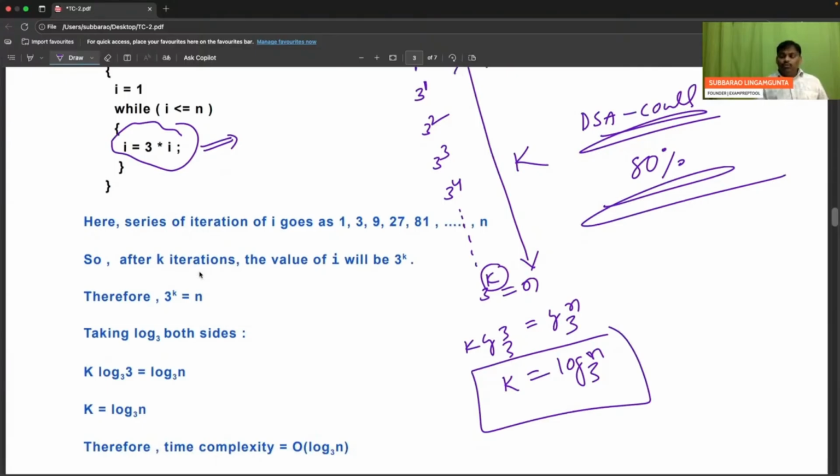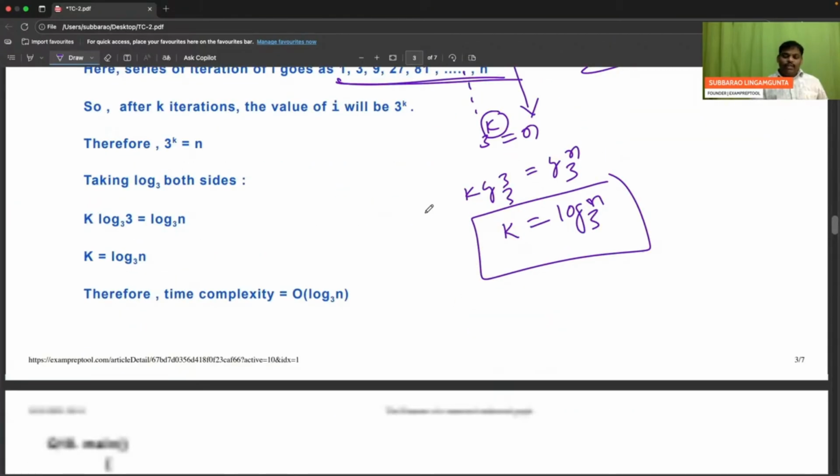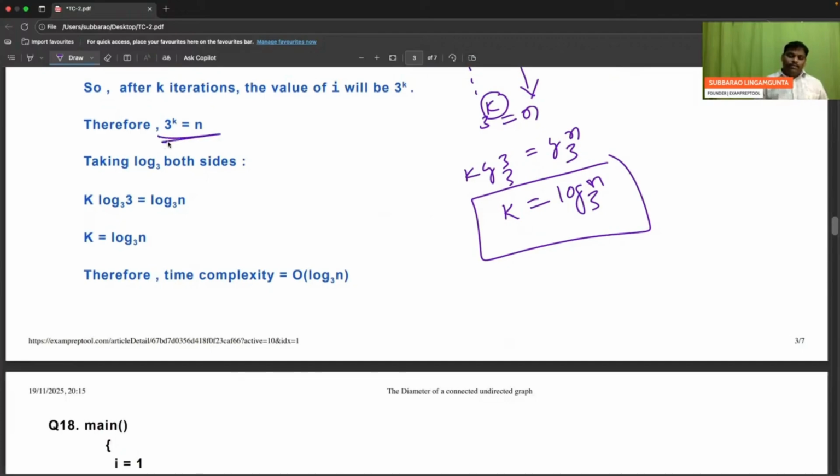If it is into 2, powers of 2 will come. Into 3, powers of 3 will come: 3 power 1, 3 square, 3 cube, and so on. Finally 3 power k is equal to n, so k became log n base 3. Time complexity is big O of log n base 3. I hope everyone is comfortable.